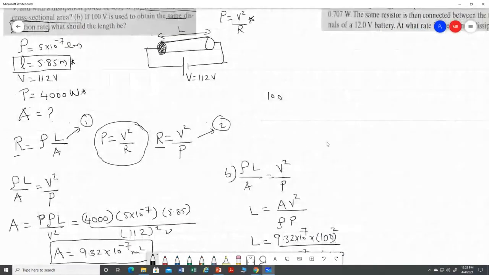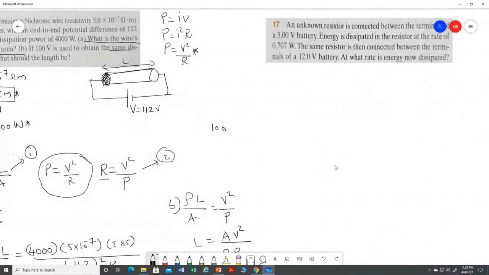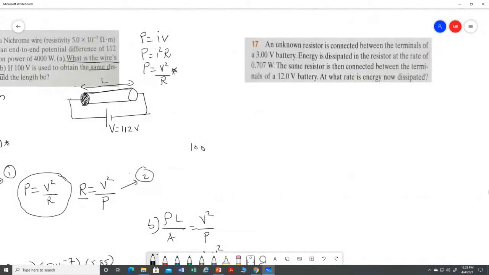Clear, doctor. Okay, now let's move to the third question. What is given here? An unknown resistor is connected between the terminals of a 3-volt battery. So that means we don't know the value of the resistor. It's an unknown value. So you connected this resistor with a 3-volt battery. Better I can just draw the diagram. I have a resistor and I connected it with a 3-volt battery. We don't know the value of the resistor, but the power of the resistor is given. How much power does this resistor generate? It generates 0.707 watt.